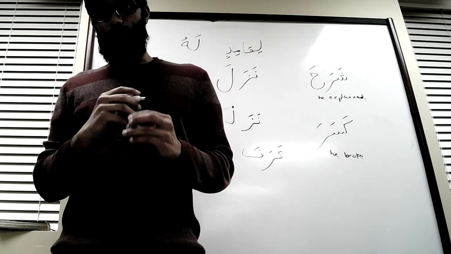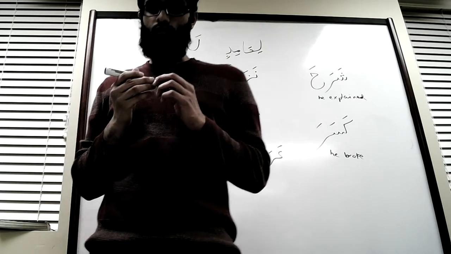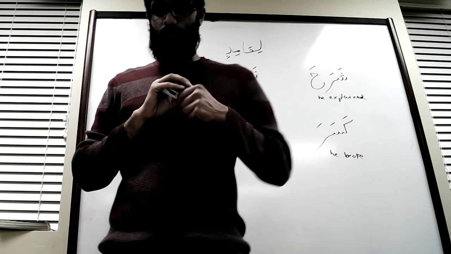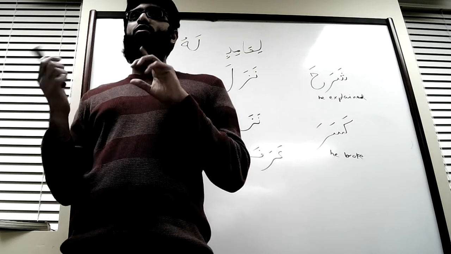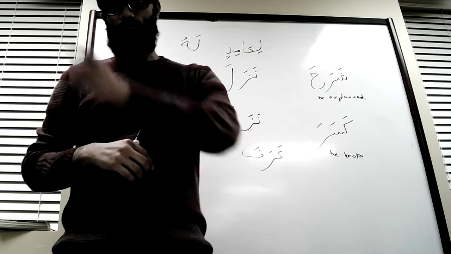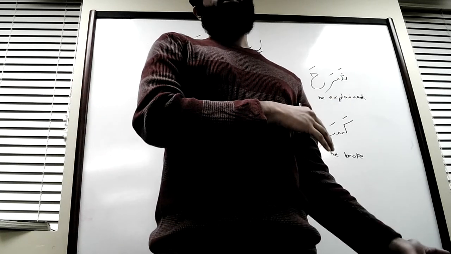Lahu, lahuma, lahum, laha, lahuma, lahunna, laka, lakuma, lakum, laki, lakuma, lakunna, li. So li is the only one where it changes back to li because the ya mutakallam drags it down. Lana. So for lana, you just go back to the la.